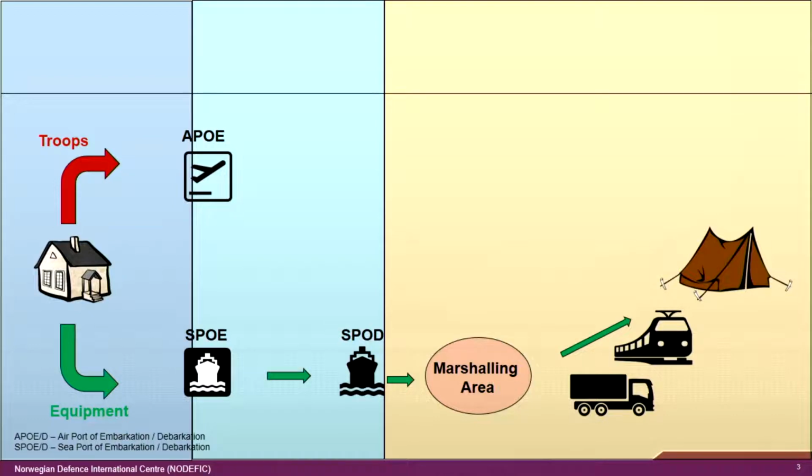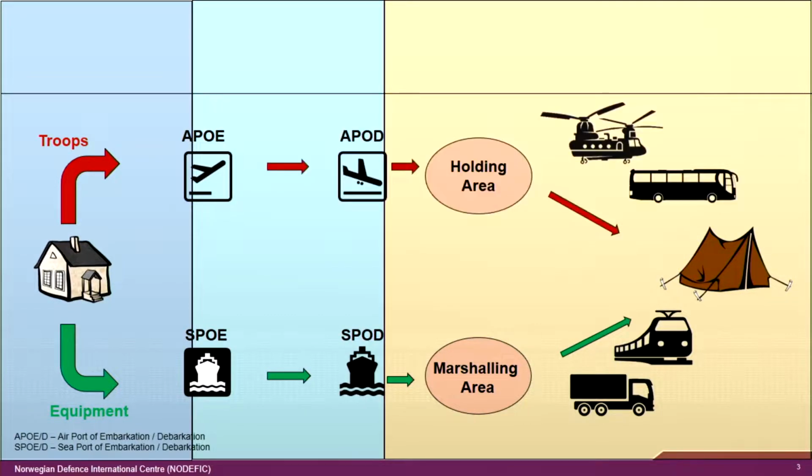UN will then contract the movement either by civilian trucks or rail from the marshalling area and down to the final destination, the temporary or permanent camp in the mission. After arriving at the agreed airport close to the mission, the personnel will stay temporarily in a holding area. The United Nations will contract civilian buses or use the mission's helicopter resources for the transportation to the final destination, the temporary or permanent camp in the mission.